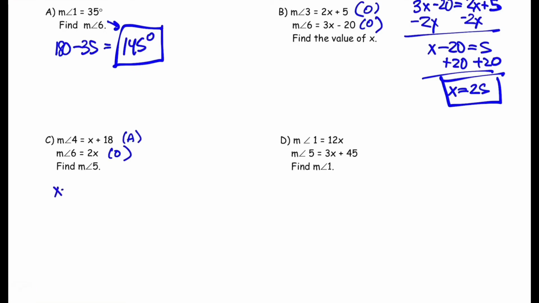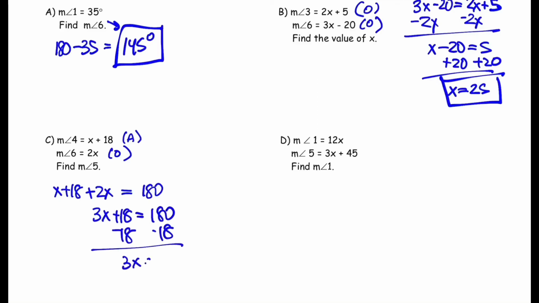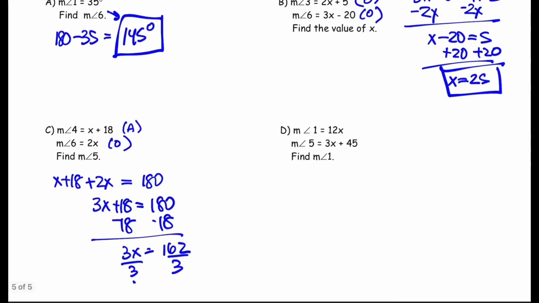Okay, so x plus 18 plus 2x equals 180. Combine my like terms, I get 3x plus 18 equals 180. Subtract 18. 3x equals 162, I believe. Divide by 3. I better double check this on the calculator. And I get x equals 54.